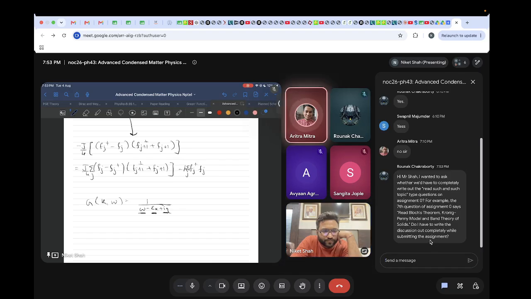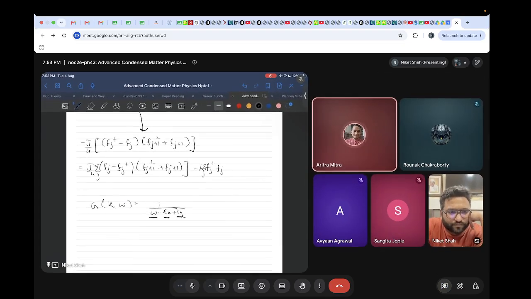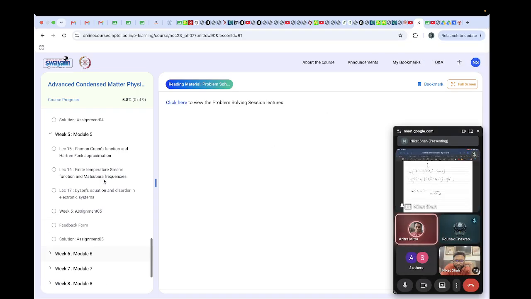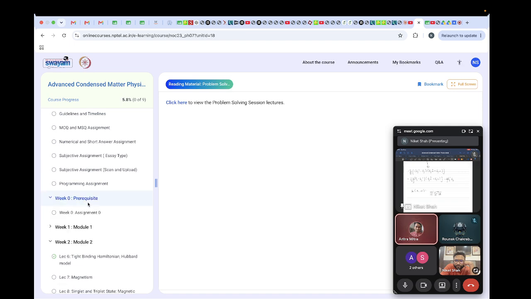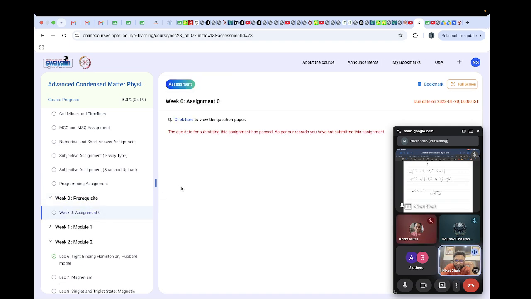In the week 0 assignment, there are some questions that say read something. So read Bloch's theorem, read band theory of solids. That is my prerequisite. I think what Mr. Shah is trying to say, I had the same query as well. Yeah, I could see that. Is it that we have to write out the read questions?